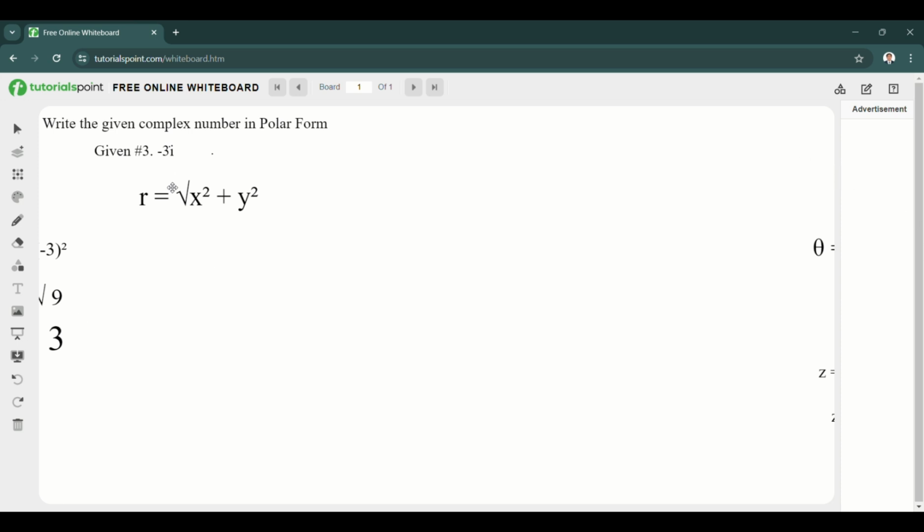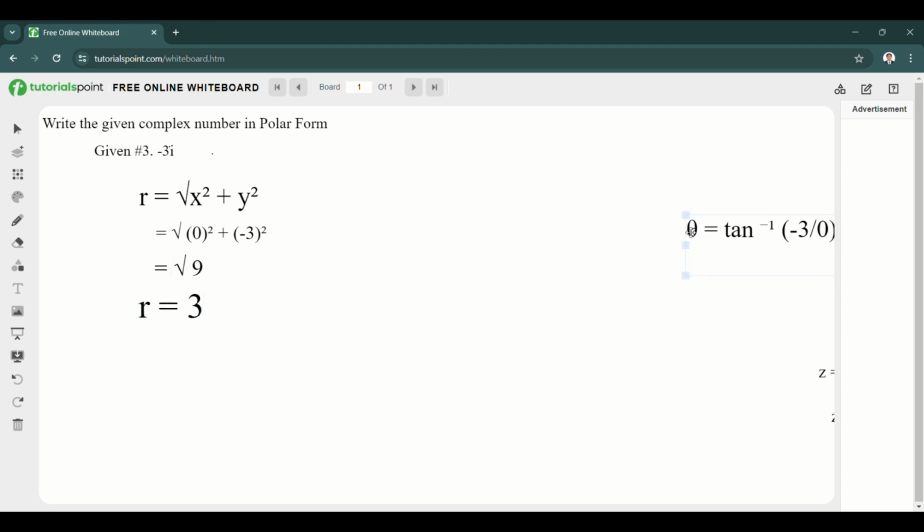Then next is number 3. Number 3 given is negative 3i, which is an imaginary number. Then our first step is to find the value of r. So we substitute the negative 3i, which is now in the y because it's an imaginary number. So we will evaluate this equation, then we will come up with the square root of 9. Then the square root of 9 is equal to 3. So the value for r is now 3.